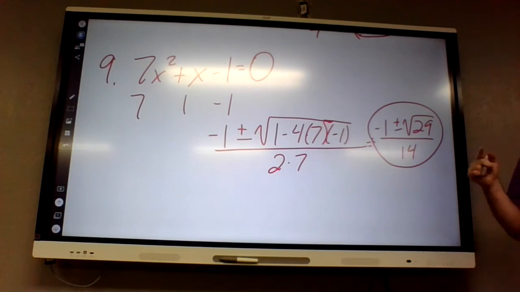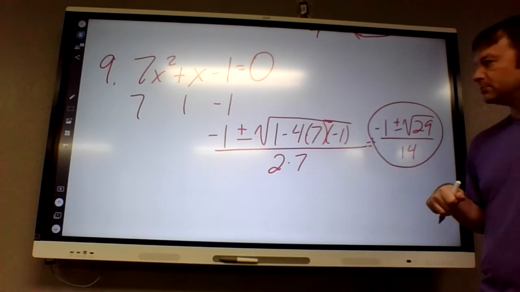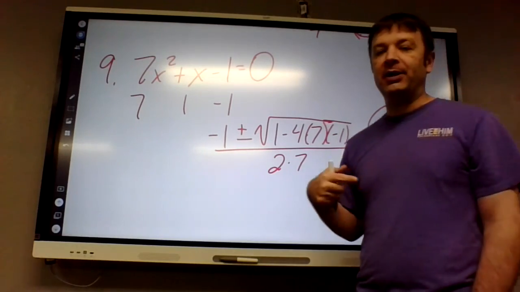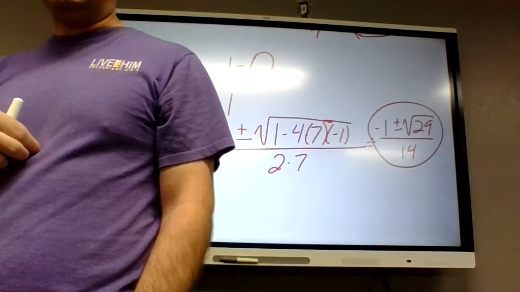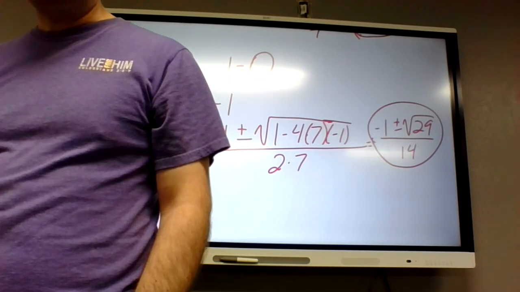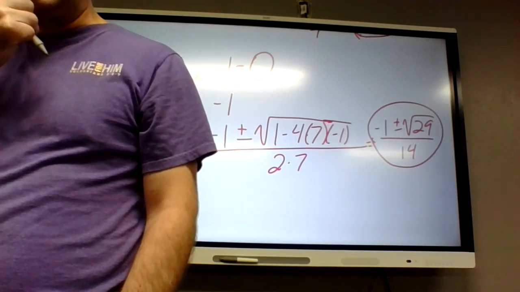How many answers do I have right here? Two. One with the plus, one with the minus. We could turn it into two decimals. We're not going to do that. We're just going to leave it with the square root. So if the square root doesn't simplify, you'll just have a weird answer like that. On number 10, a lot of you were asking, you should get an imaginary answer.